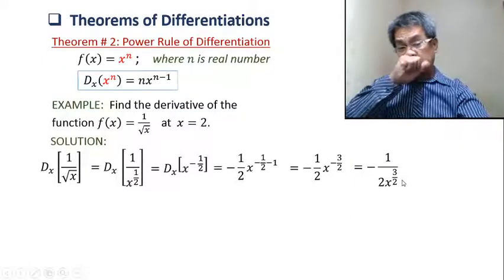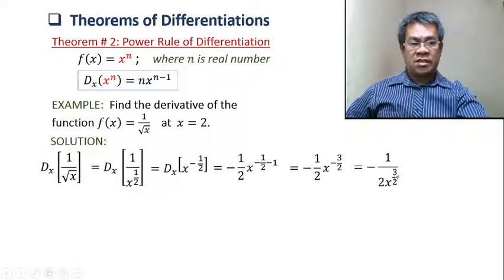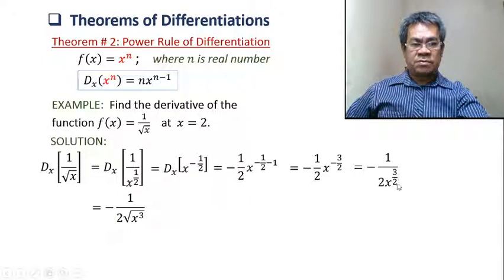This is not the answer because the simplified form should not have a fractional exponent. So all you need to do is to return that into radical form. This will become 2 square root of x cubed. Take note that in the exponent, the denominator is the index of the radical, so that's why this is a square root, and the numerator is the exponent of the radicand. So this will be square root of x cubed.